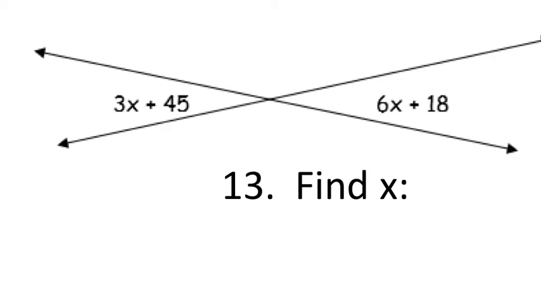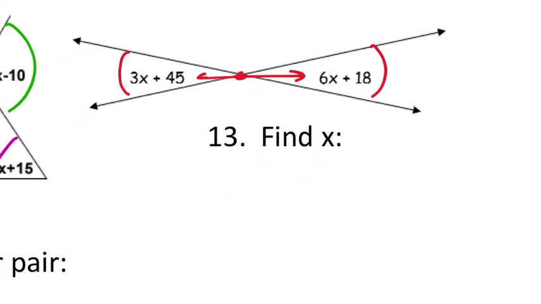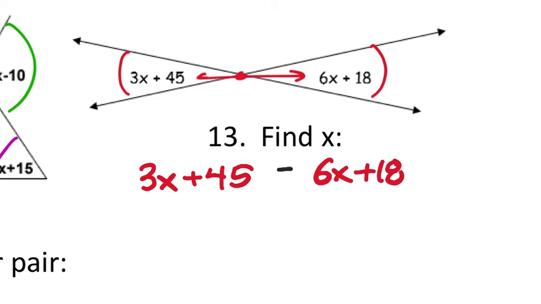All right, let's find the value of x on this one. This angle relationship is vertical because they're through this vertex right here. Okay, so they're opposite each other through the vertex. And we just got to find the value of x. Now, since they are vertical of each other, that means that they are also equal. So the two angles, 3x plus 45, and the other angle, 6x plus 18, they are equal.